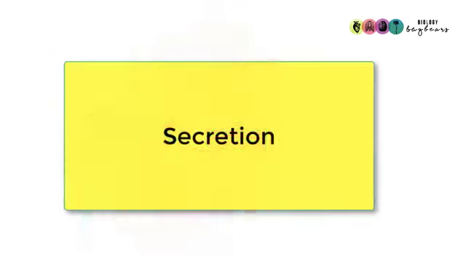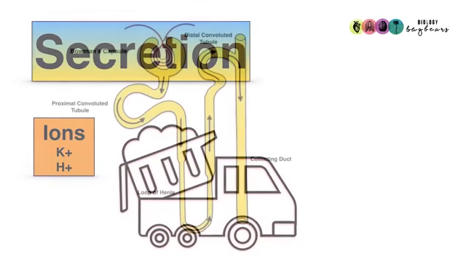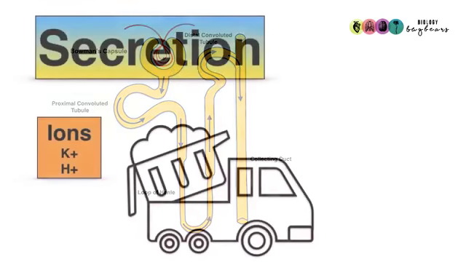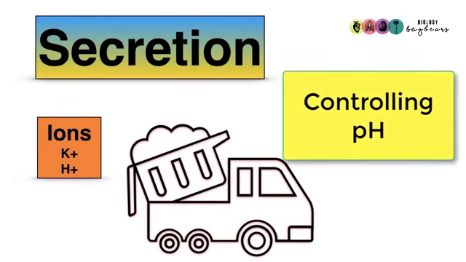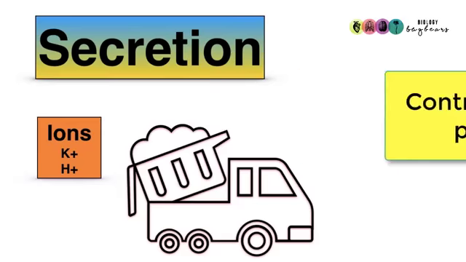The final stage in the formation of urine is known as secretion. This is where substances such as ions like potassium ions and hydrogen ions are dumped into the nephron, and this all takes place at the distal convoluted tubule. This is a really important process because the secretion of hydrogen ions is a way of controlling the pH of the blood, and this is homeostasis, maintaining constant internal conditions.